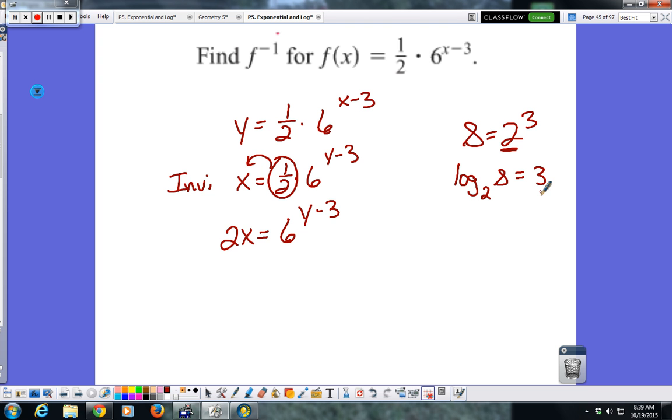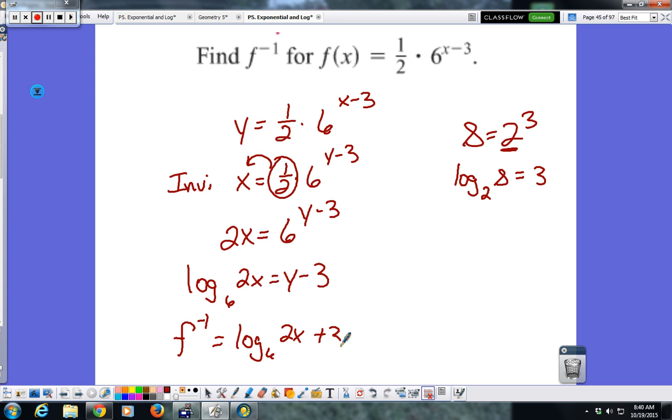So let's try to do the same thing here. Log base 6 of 2x equals y minus 3. Change forms. Now you can get y by itself. Don't leave it floating in the air. Change forms, move the 3 over, and you're going to have y equals, we can now say f inverse equals log base 6 of 2x. To move the minus 3 over, we're going to do plus 3. Be cautious, though. I wrote it that way for a reason.